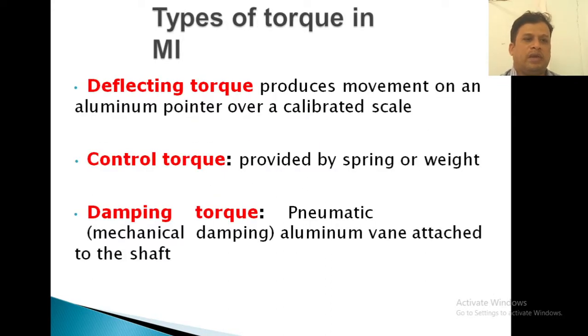Types of torque in MI instruments: deflecting torque, control torque and damping torque are present. The deflecting torque produces movement of an aluminum pointer over a calibrated scale. Control torque, provided by a spring or weight, controls the torque so that the deflection is at the correct point only. Damping torque means mechanical damping, with an aluminum vane attached to the shaft, so that the pointer deflects properly and stands at a single place only.